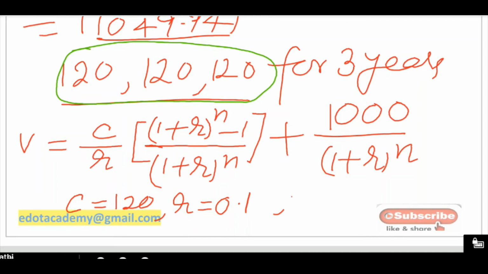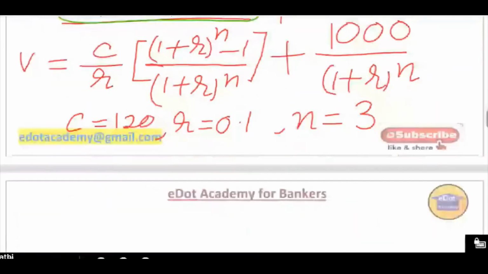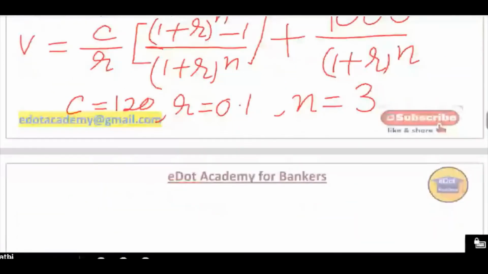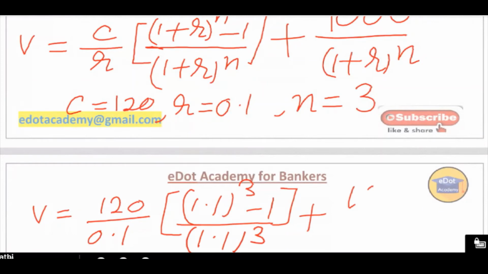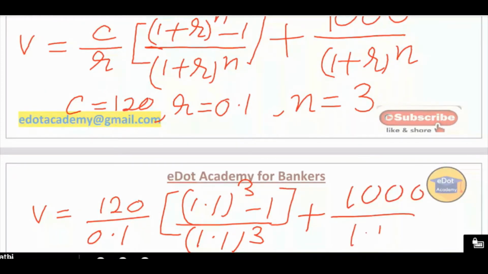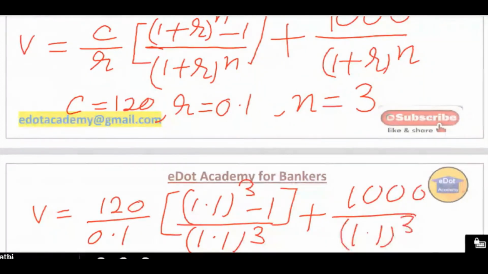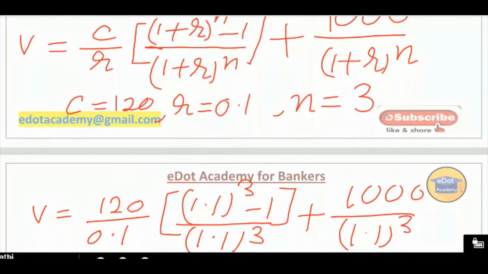Okay, now put the value here. So V equal to 120 divided by 0.1. 1 plus R means 1 plus 0.1, so I write directly 1.1 whole cube, n equal to 3, minus 1, divided by 1.1 to power cube, plus 1000 divided by 1.1 to power cube. So this cube is very important. In the starting itself we are doing the cube. This is very important, because everywhere we are putting this value.